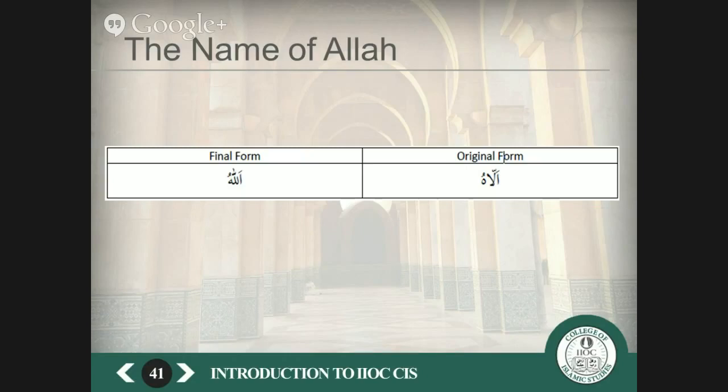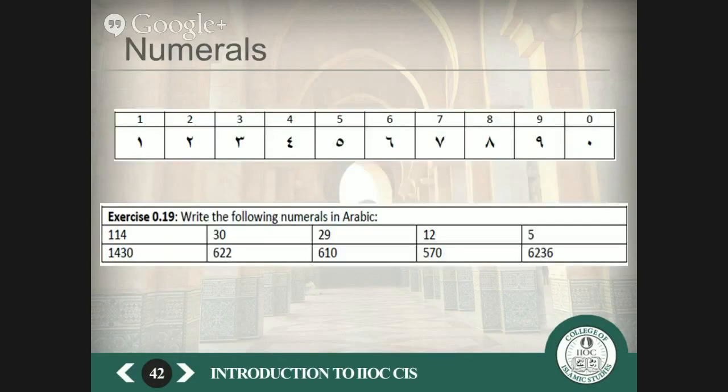Okay. Moving on, numbers. Numerals. So these are the numbers in Arabic. This is the number 1. This is the number 2. The number 3. The number 4. The number 5. What does the number 5 look like? Looks like a ha or a 0. It looks like a 0.